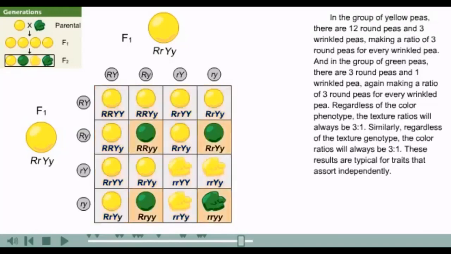And in the group of green peas, there are 3 round peas and 1 wrinkled pea, again making a ratio of 3 round peas for every wrinkled pea. Regardless of the color phenotype, the texture ratios will always be 3-to-1. Similarly, regardless of the texture genotype, the color ratios will always be 3-to-1. These results are typical for traits that assort independently.